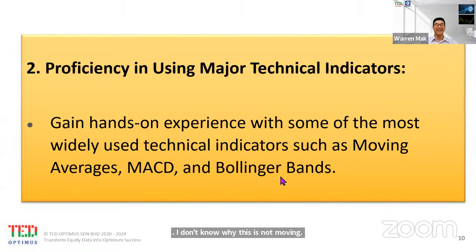Okay, so our second point is to gain hands-on experience with some of the most widely used technical indicators. Afterward, I will use actual charts to show you the moving average, MACD, Bollinger Band. To me, these are the most reliable, most trustworthy, and most useful, plus I would say most easy to understand. If you can master the application of these alone, I would say you are 50% there already. So you just pick another 2 or 3 indicators that suit your trading style. That is good enough.